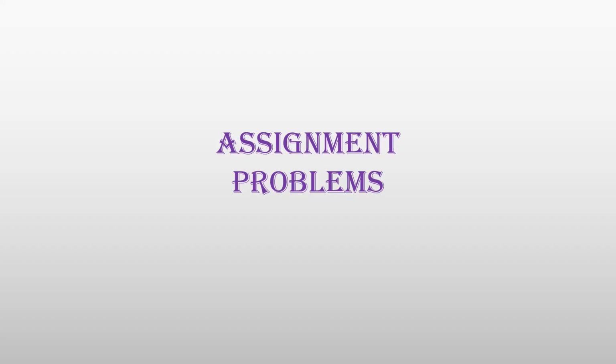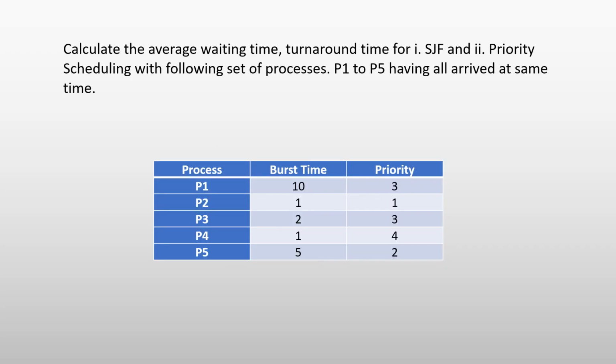I want you all to solve some problems. These are some problems taken from previous question papers. Please solve these 3 problems. This is the first problem. You need to calculate the average waiting time and average turnaround time for SJF and priority. Since only SJF and priority are given and there is no arrival time, it is obviously a non-preemptive algorithm that you have to work on.